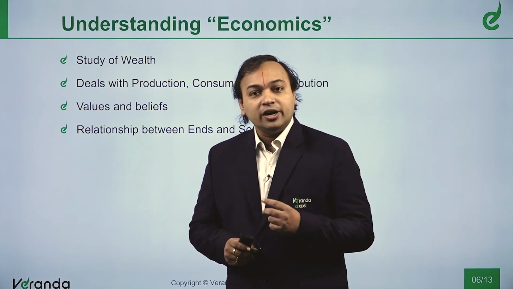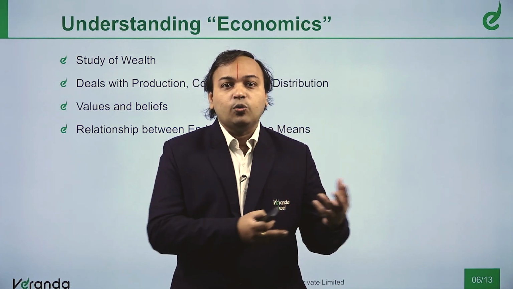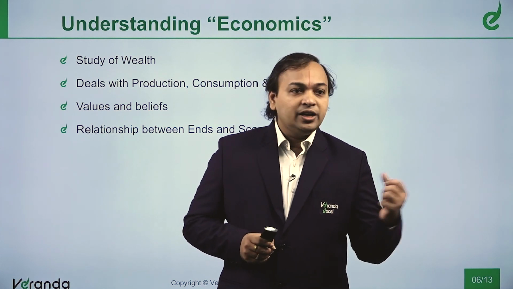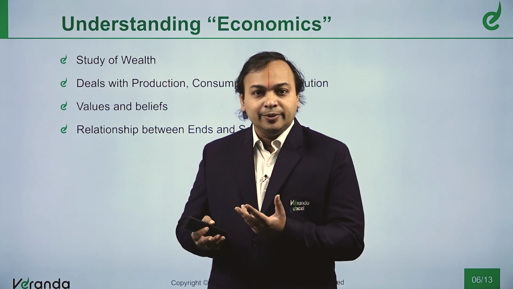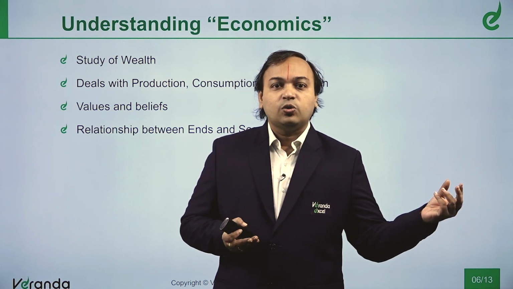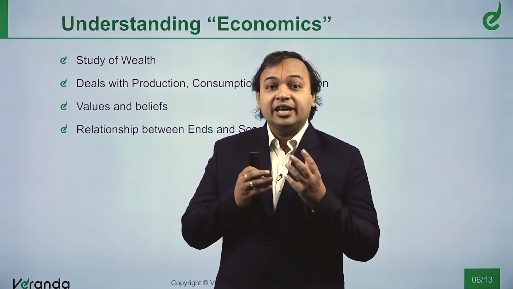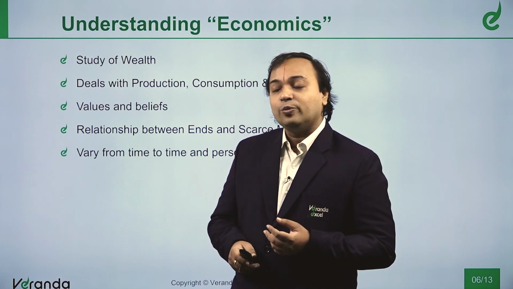There are two problems here. One, the problem of abundance: a lot of things are available, I do not know what to choose. The other one is the problem of scarcity: there are very few things available, but my want is unlimited. I have to satisfy my unlimited wants with the limited resources whatever I am having. So unless you know about the relationship between the ends and scarce means, it is not possible for us to understand economics.